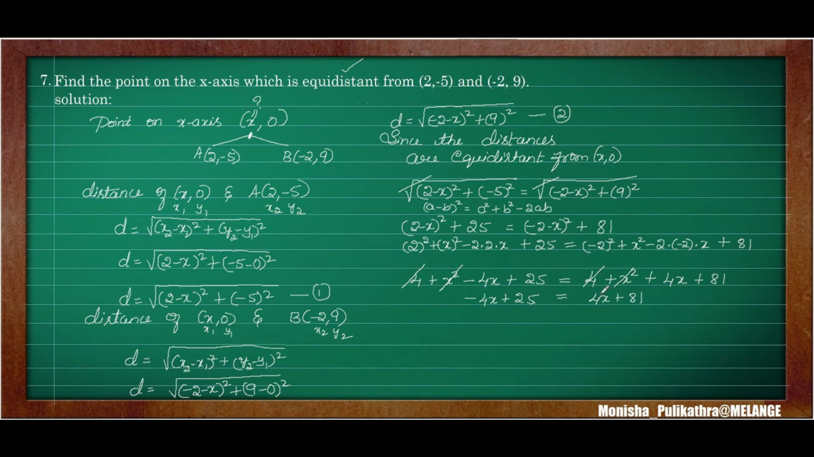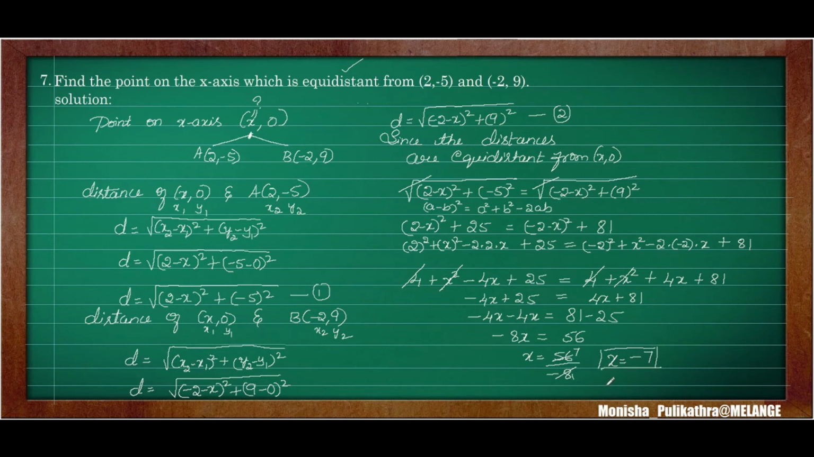So next I will shift this 4x to this side and 25 to this side. So it will become minus 4x minus 4x, that is minus 8x, is equal to 81 minus 25, which is 56. Next, x is equal to 56 divided by minus 8. So 8 ones are 8, 8 sevens are 56. So the value for x is, here minus is there, so we need to write minus 7.